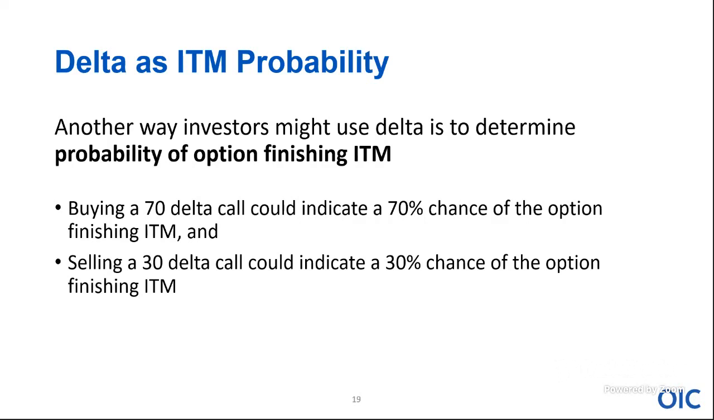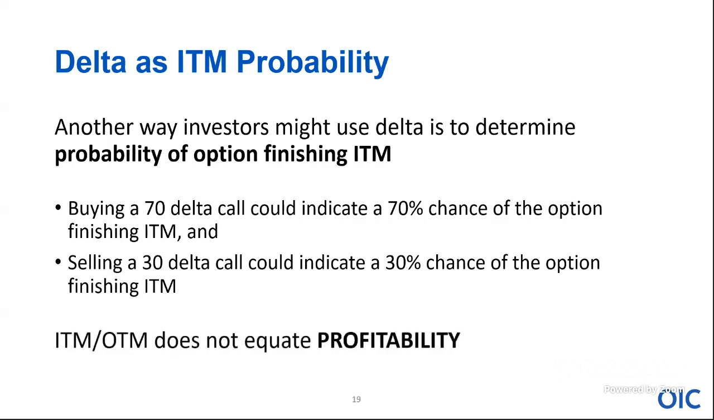An important clarification here: moneyness, in the money or out of the money, does not have anything to do with profitability. Profitability, P&L, is simply the difference between what you paid for an option and what you sold it for. In the money status has nothing to do with it. You can buy a 70 delta call thinking, hey, this has a 70% chance of finishing in the money. And even if it does finish in the money, you still might end up with an option worth less than you bought it for. So make sure you separate those two in your mind. Moneyness and an option finishing in the money does not equal profitability. Profitability is simply the difference between what you're paying and what you're selling for.